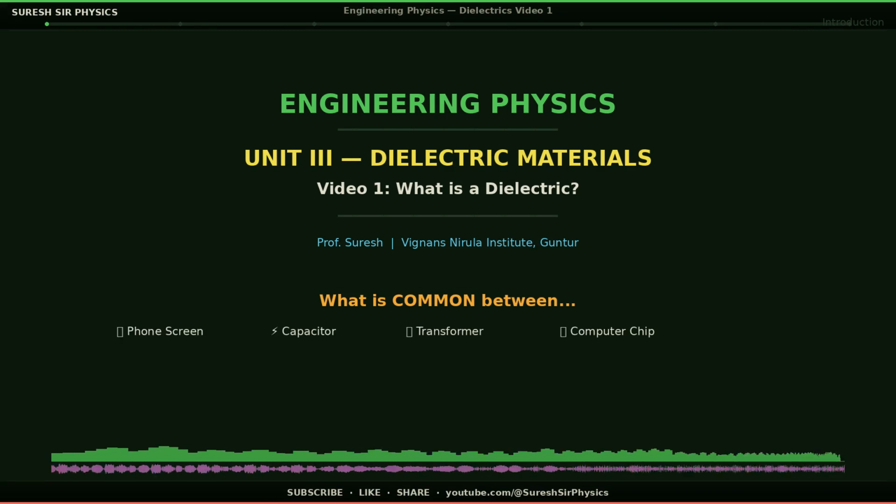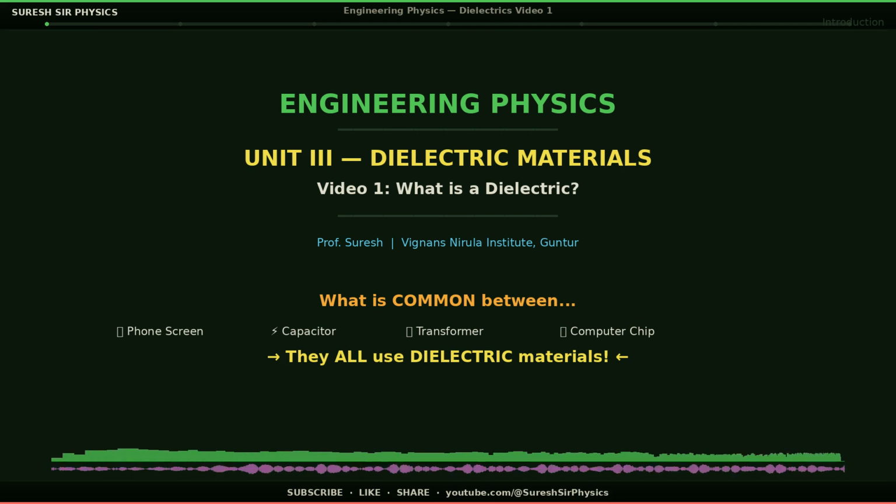Do you know what is common between the screen of your mobile phone, the capacitors in every electronic circuit, the insulation in a transformer, and the gate oxide in a computer chip? They are all made of dielectric materials. Dielectric materials are everywhere in modern technology. Without understanding them, you cannot design a capacitor, build a transistor, or even make a proper cable.